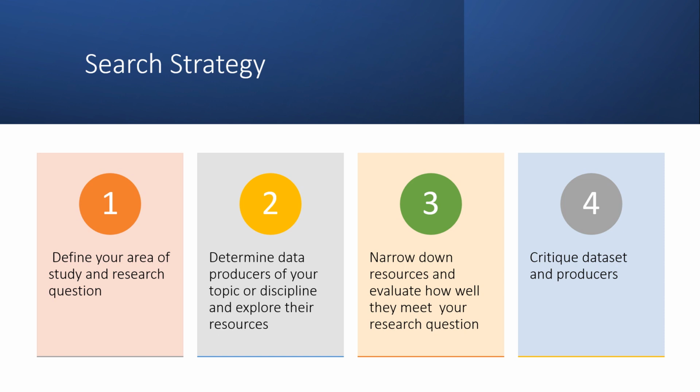The 4 steps of the search strategy for data are as follows. First, define your area of study and research question. Second, determine the data producers of your topic or discipline and explore their resources. Next, narrow down resources and evaluate how well they meet your research question. Lastly, critique the dataset and the producers.